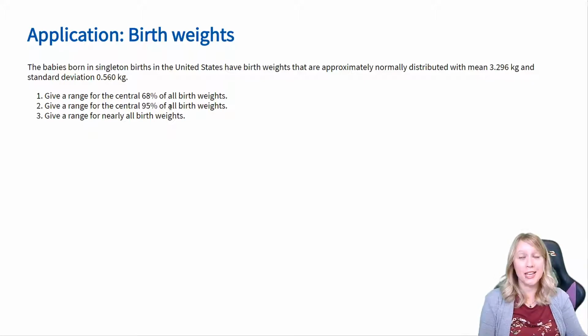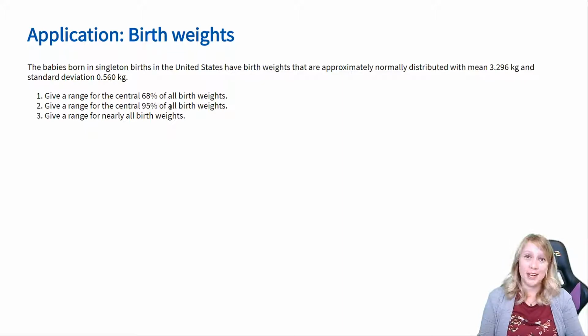So in order to get that 68%, by the empirical rule, we'll add and subtract 1 standard deviation. 2 standard deviations will give us the 95%. 3 standard deviations will give us nearly all. And we'll get a lot of practice doing these calculations in class.